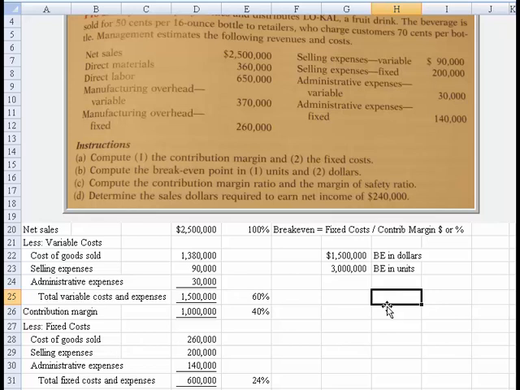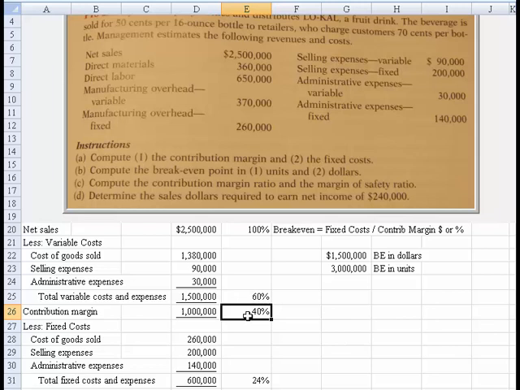Okay, now part C says compute the contribution margin ratio and the margin of safety. Well, the contribution margin ratio we already have calculated. It's right there. It's that 40%. And essentially you could do it on total dollars or total units, right? 50 cents less 30 cents cost. That would be our cost per unit. Or $2.5 million less, excuse me, $1 million of contribution margin divided by 2.5 million of sales, and it gives us a 40% contribution margin ratio.